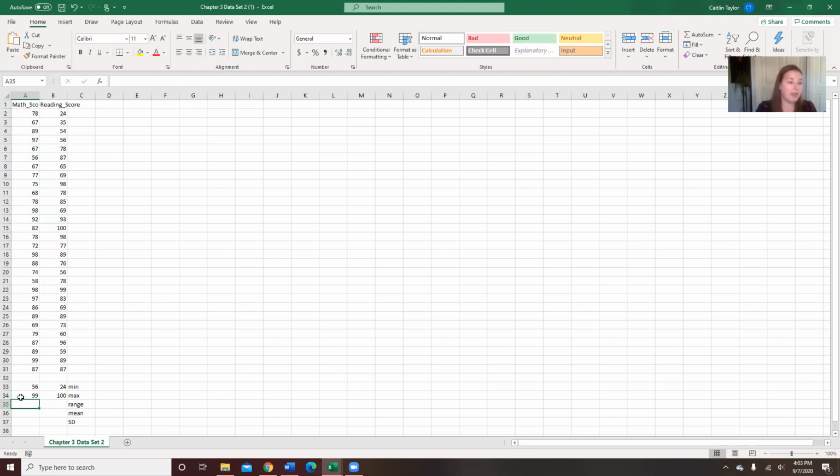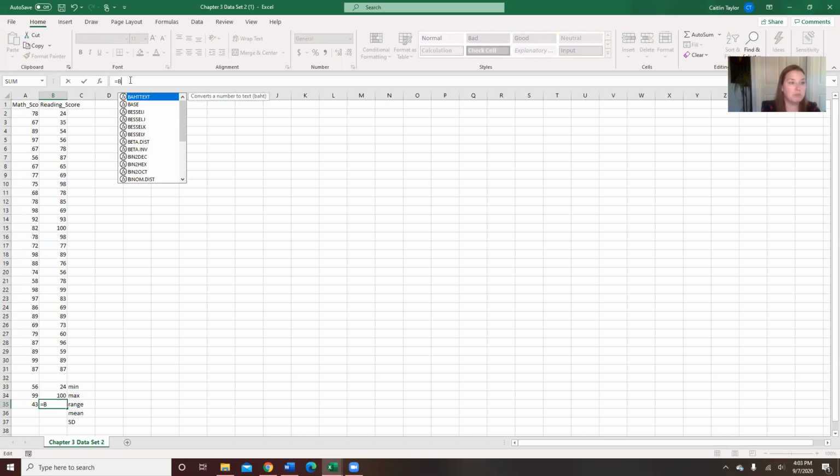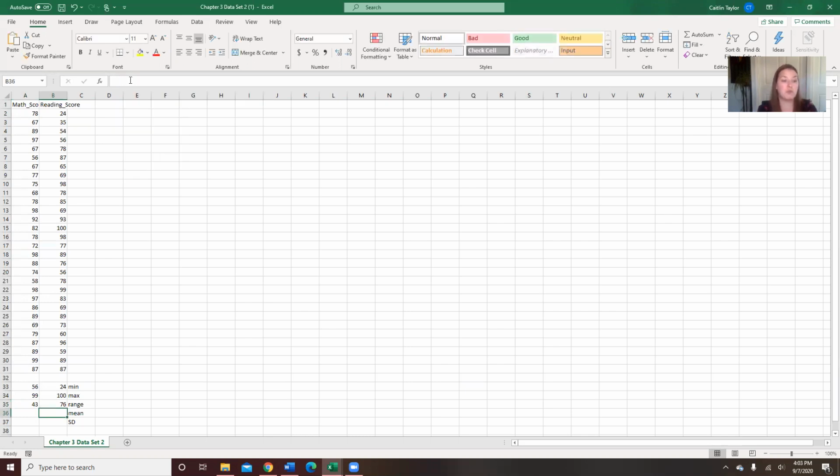You could say equals A34 minus A33, or you can just type in the actual values instead of the names of the cells. So here I could do equals 99 minus 56 gives us the range for math scores. Same thing for reading scores, equals 100 minus 24 gives us the range for reading scores.